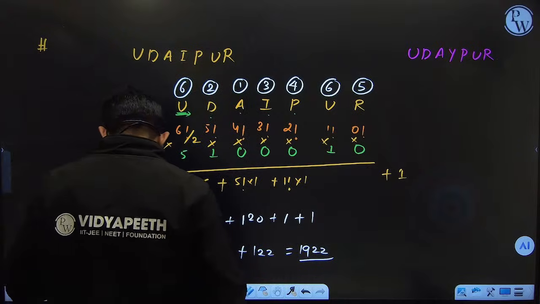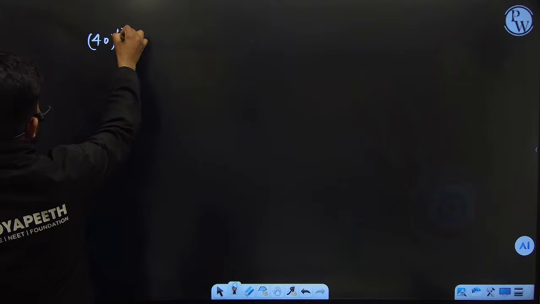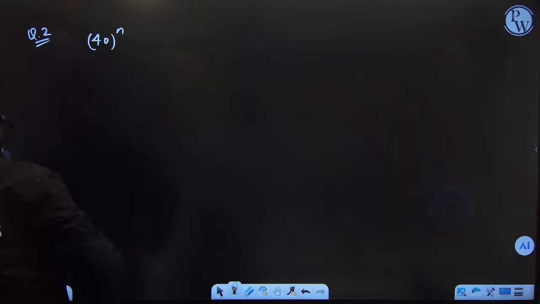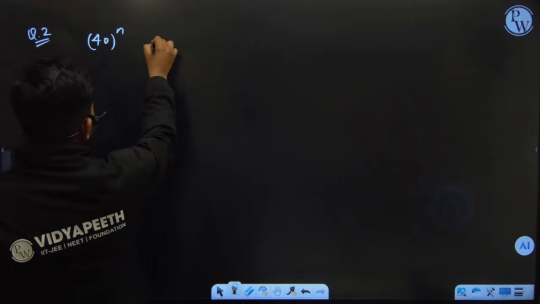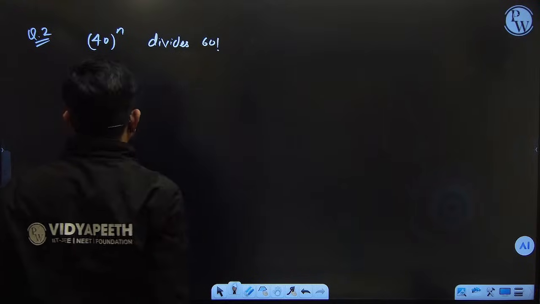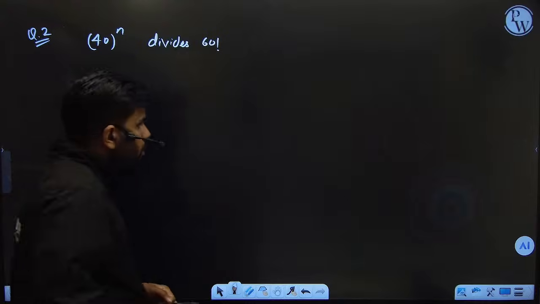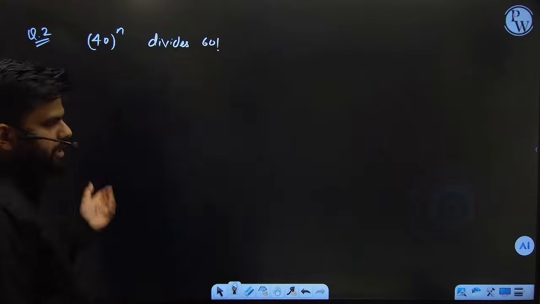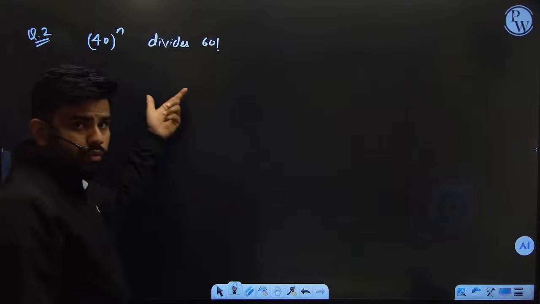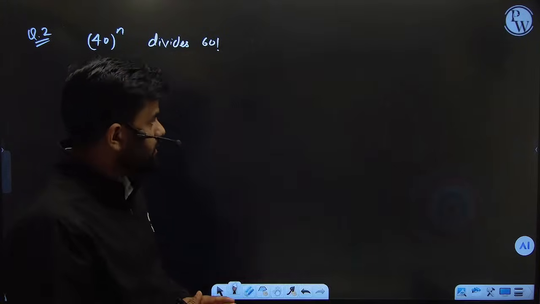So I will take the second question, and the second question is: the maximum value of n for which 40 power n divides 60 factorial, right? We need to find the maximum value of n, or we can say the maximum power of 40, so that 40 power n will divide 60 factorial, right?